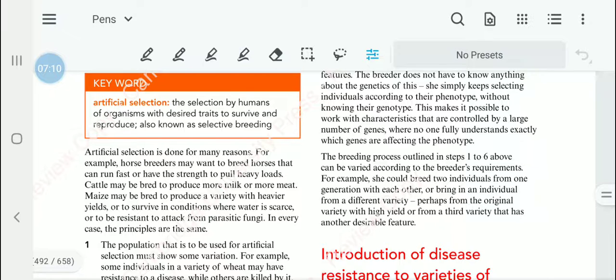So we can produce a new variety from this, or else we can continue the same variety by making it interbreed within the same variety. However, we are improving the chances of having that desirable quality.